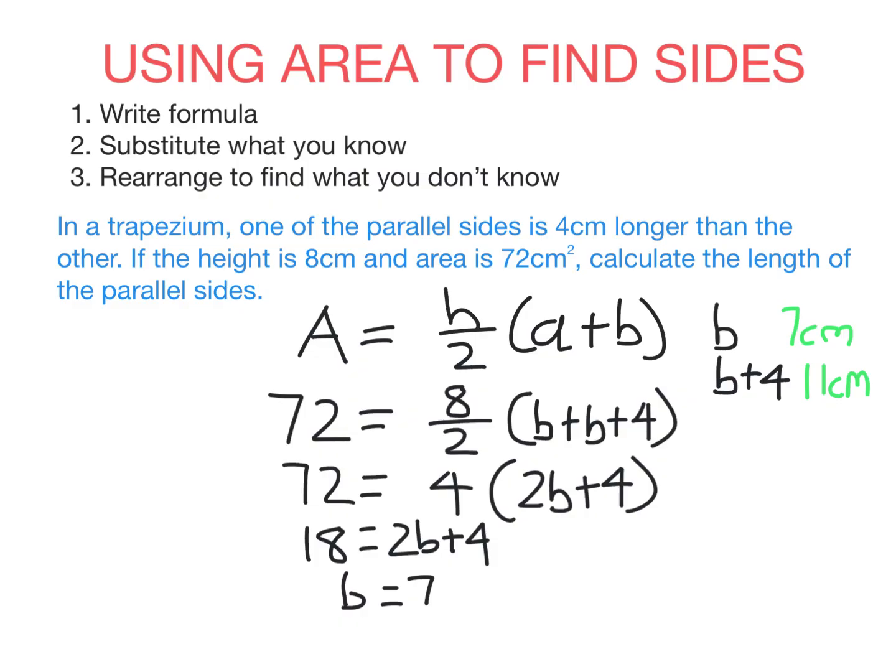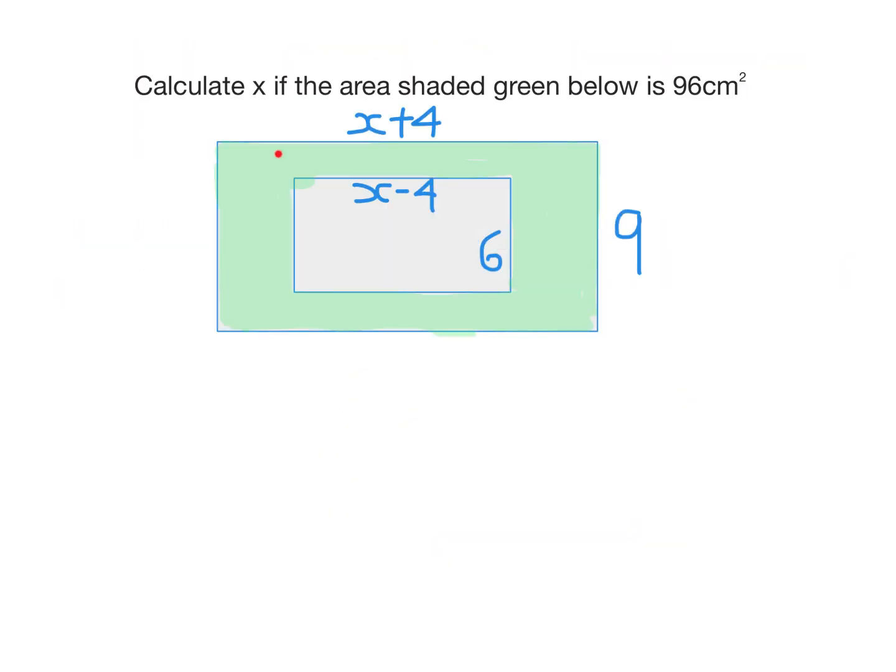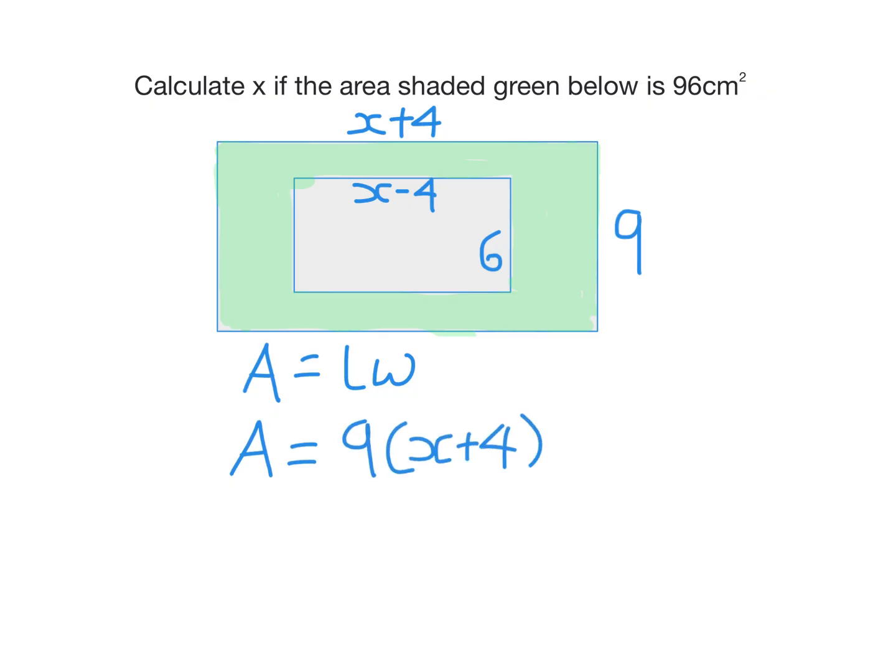All right, let's move on. So we're going to calculate the value of x if the green area is 96 centimeters squared. So we know that the area of a rectangle is just length times width. So here we have big rectangle minus smaller rectangle. So the area of the larger rectangle is just width and length multiplied together. And the area of the small rectangle is length and width multiplied together. Big rectangle minus small rectangle gives us the green area.